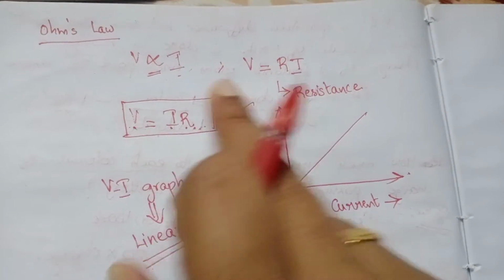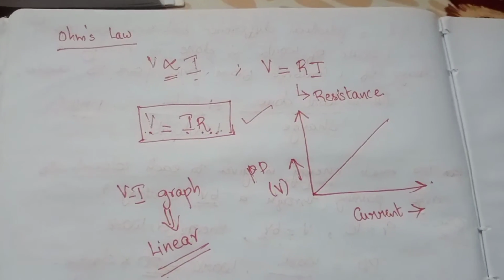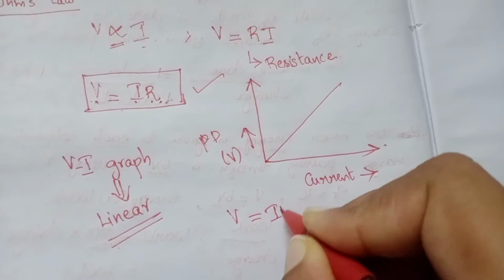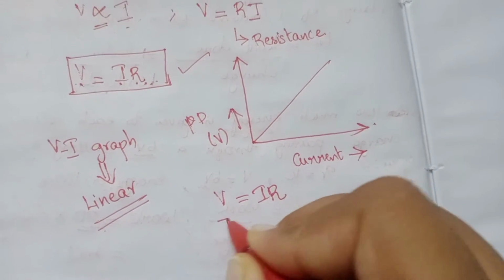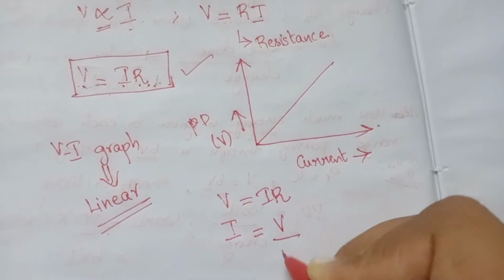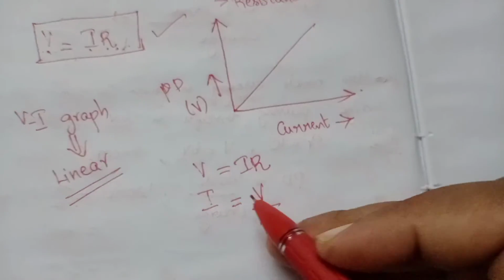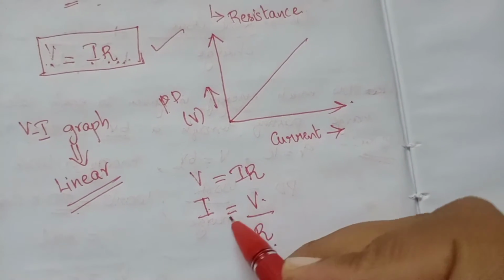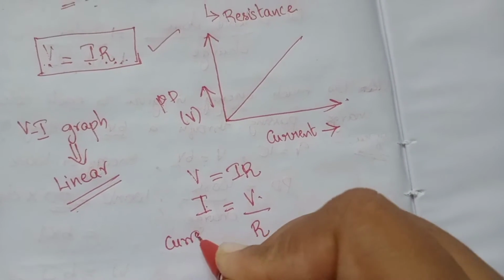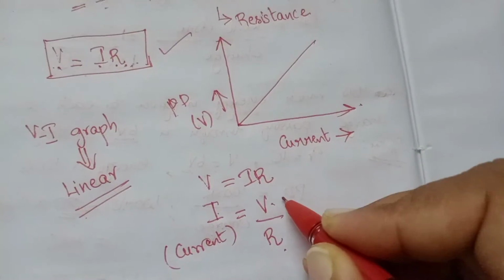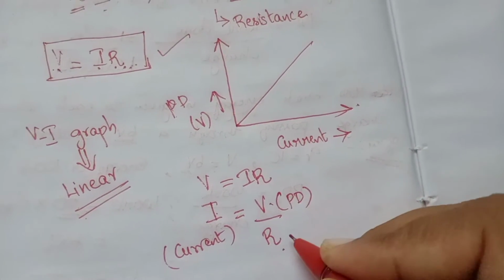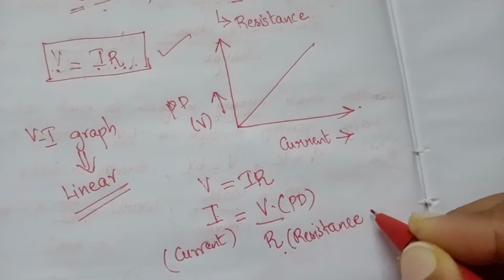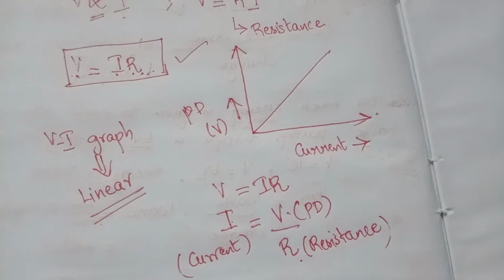This is the equation for finding the voltage across a circuit. So from this equation, V is equal to I into R, how can we write the value for I? We can write I is equal to V by R, so we can find out the value of current. I is equal to V by R, where I is the current, V is the potential difference or the voltage, and R is the resistance value.